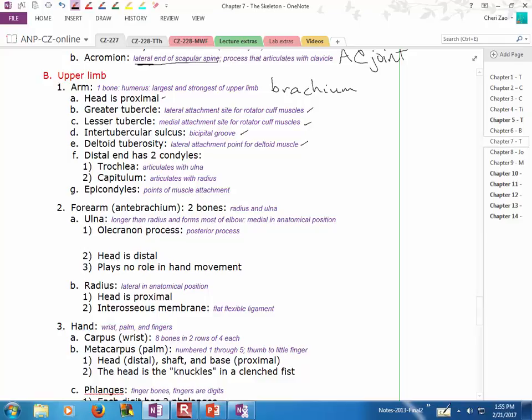And at the distal aspect of our humerus, we have two condyles, the trochlea for the ulna and the capitulum for the radius. And so which one of these two, trochlea or capitulum, is medially located? The trochlea is medial and the capitulum is lateral.